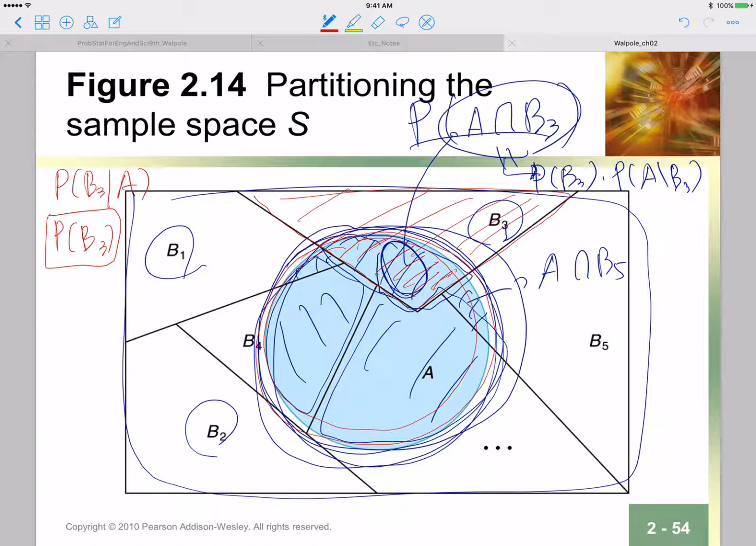So that probability is the ratio of, basically, the area of this guy, which is represented as the probability of A and B3 jointly or simultaneously happening, and then the denominator, or the overall area, P of A, which represents this circle, dividing this guy. So that way we can compute this.